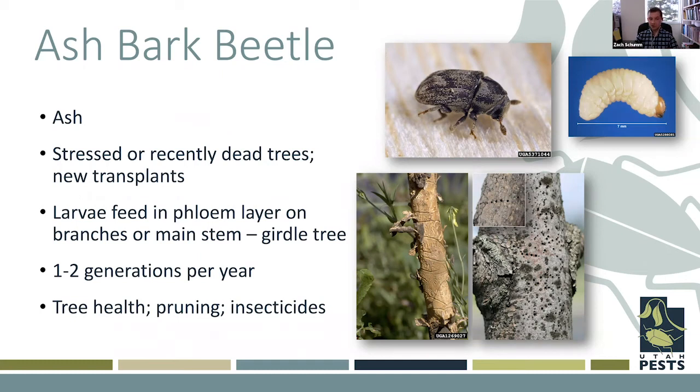The larvae are going to feed on the phloem layer. This can eventually girdle the entire tree and kill the tree. There's 1 to 2 generations per year. And again, we're looking at tree health. Keep that tree really healthy and you can prevent a lot of ash bark beetle damage.